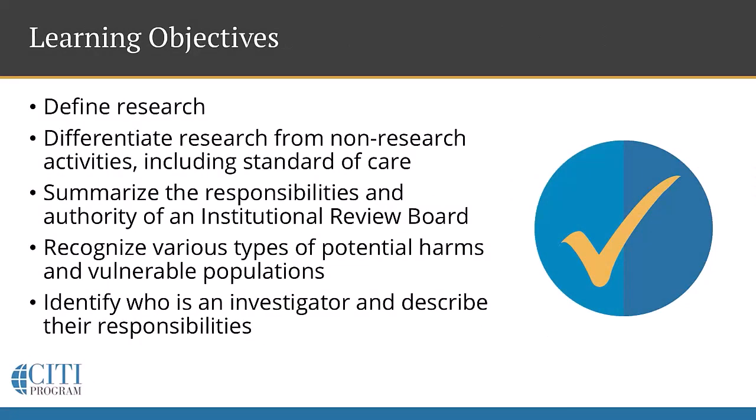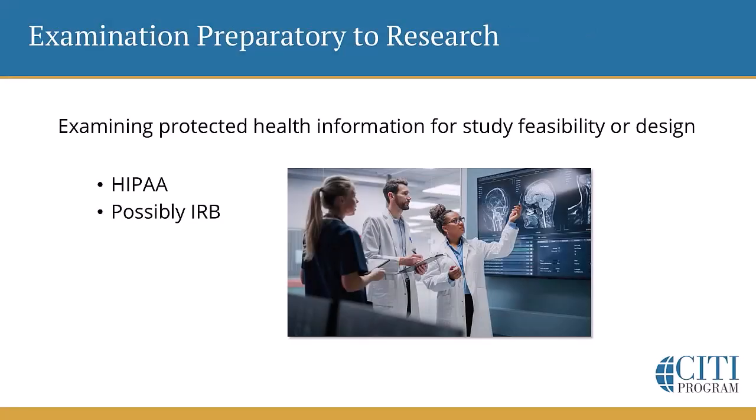So these are our learning objectives for today. We're going to define research, differentiate research from non-research activities, including standard of care, summarize the responsibilities and authority of an institutional review board, recognize various types of potential harms and vulnerable populations, and identify who is an investigator and describe their responsibilities. Preparatory to research, it is important to note, may also require IRB review and informed consent of the subjects. If you are examining protected health information for study feasibility or things like sample size, this can involve HIPAA, which some IRBs are responsible for.